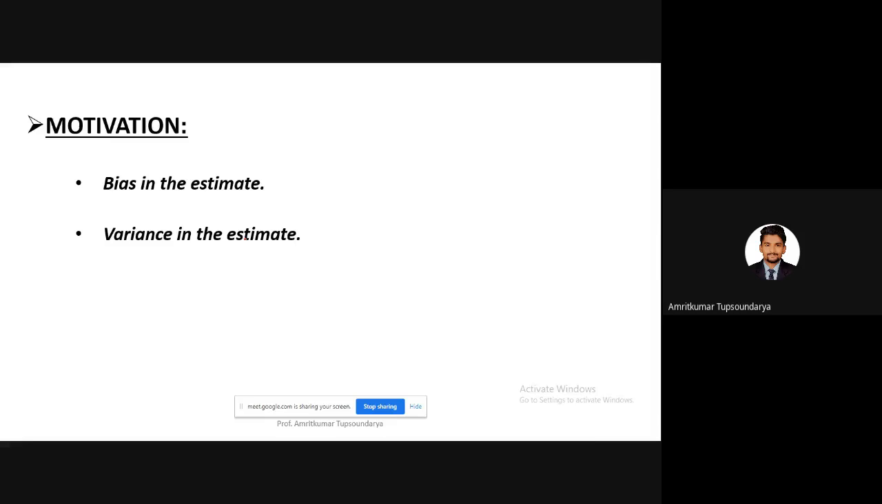Starting off with the motivation: what is the motivation behind evaluating the hypothesis? Why do we have to evaluate the hypothesis? As you see here, there are two different reasons. First one being the bias in the estimate. By that I mean, when we have the observed accuracy, whatever accuracy we get, the observed accuracy of a particular learned hypothesis.